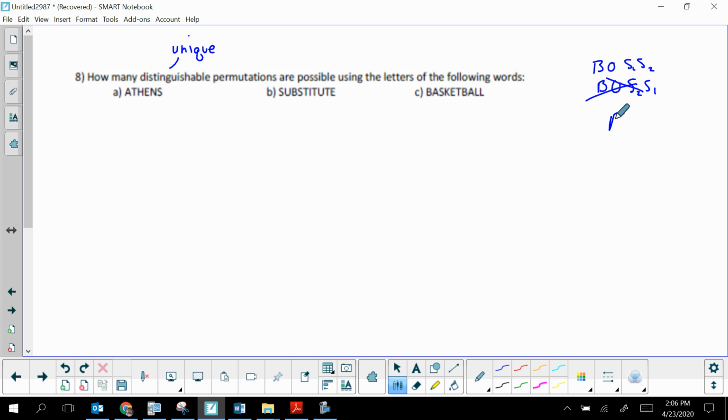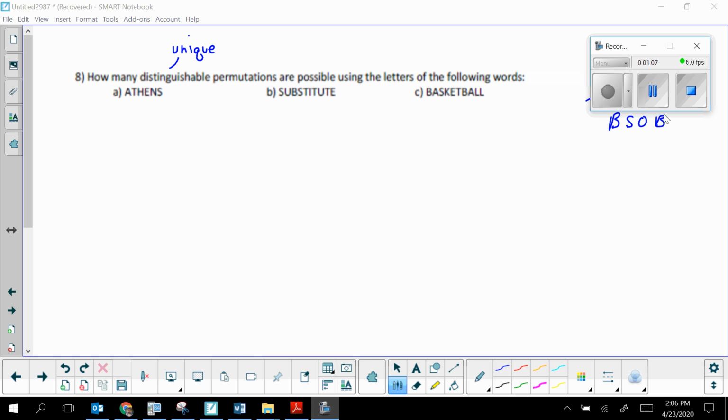If I switch the S and the O, I can clearly tell that it's different, right? But if I switch the two S's, I can't tell. So that's kind of what we're talking about when we say a unique or distinguishable permutation. To demonstrate this, we're going to use three examples: the word Athens, the word substitute, and the word basketball.